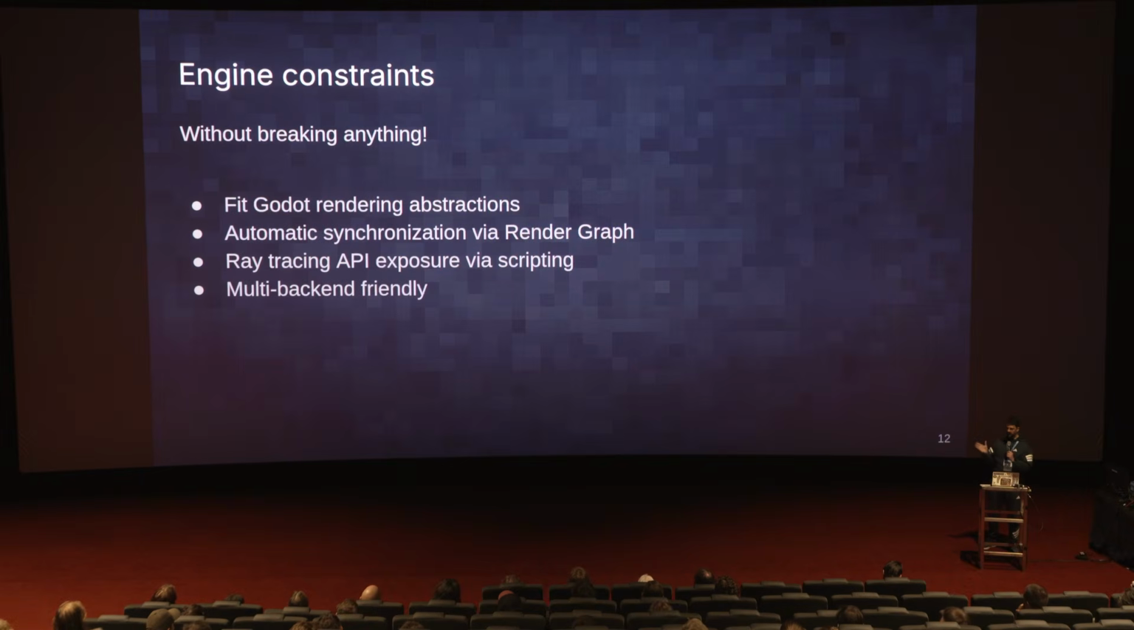Okay, so I have this Vulkan code. I want to put it in Godot, but I cannot put it in just like that. I shouldn't break the engine, first of all, and then it should fit the Godot rendering abstractions. It should do automatic synchronization via the render graph. I'll mention what that is. I need to expose this new ray tracing API to the user via scripting, and then it should be multi-backend friendly, because we don't have just Vulkan, we also have DirectX 12, and we have Metal, so this should be a unified interface. Okay?